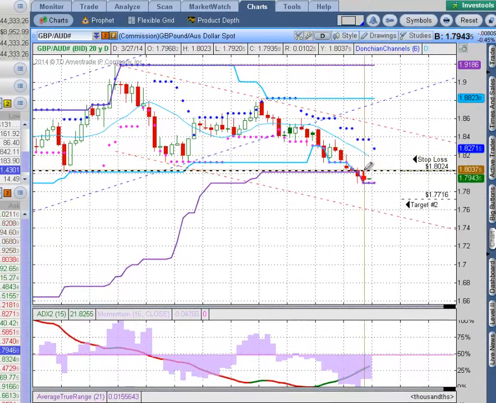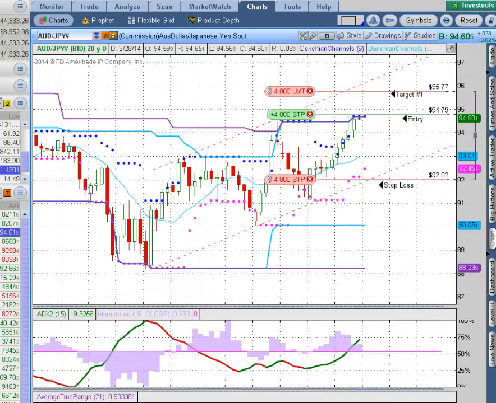Let's first look at the price chart on our closed trade for the pound Aussie dollar. As you can see, yesterday our stop loss was hit right here. And here's the price chart for our new order on the Aussie dollar yen. We're set to buy 4 micros at 94.79. Target number 1 is 95.77. And our stop loss is at 92.02.